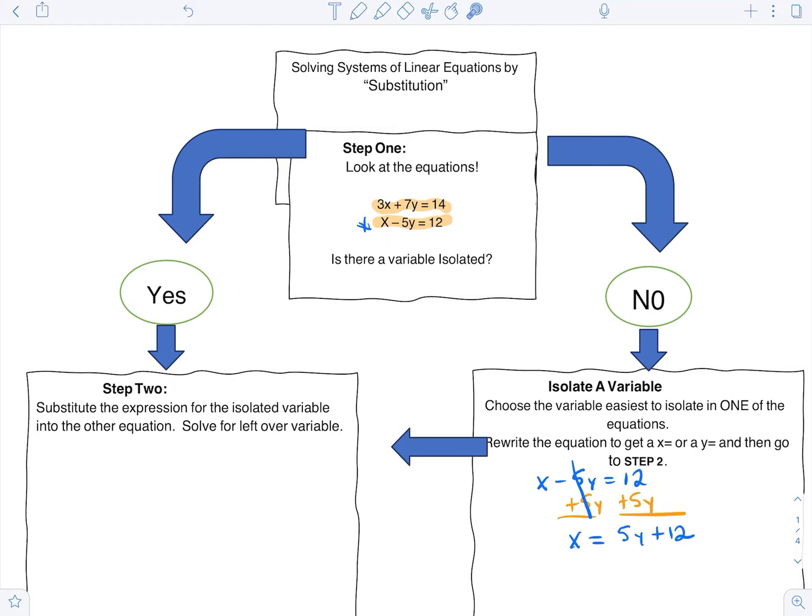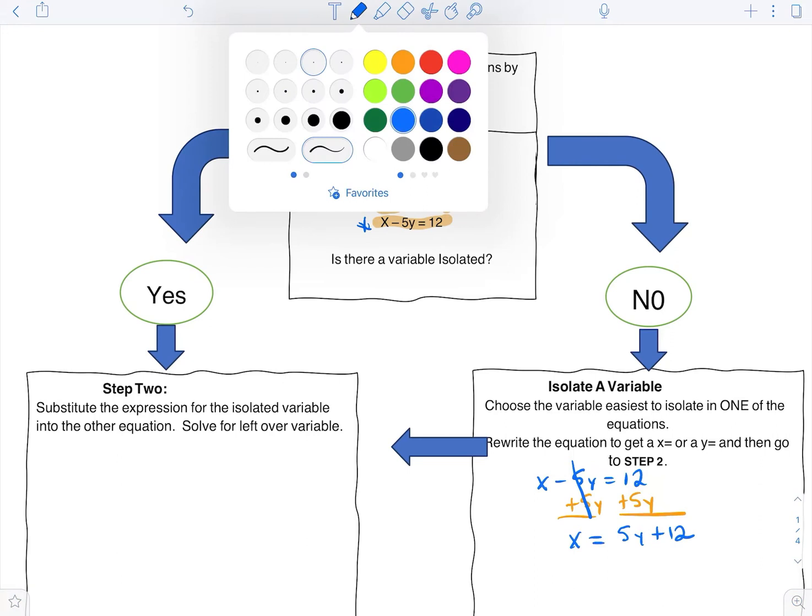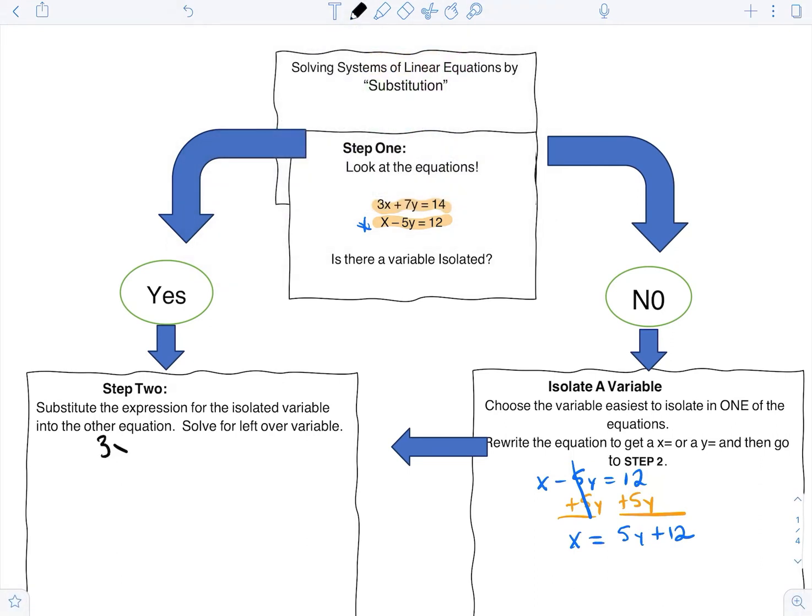So now we come over to step 2 and substitute the expression for the isolated variable into the other equation. So notice that our other equation is 3x plus 7y equals 14. And where we see x, we're going to substitute 5y plus 12. And we get that from here.